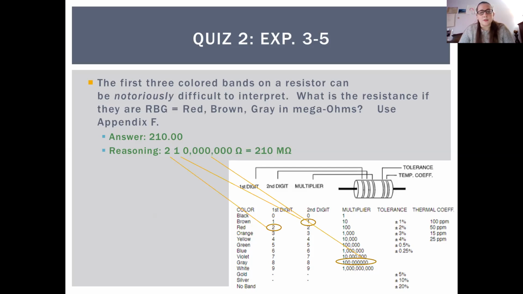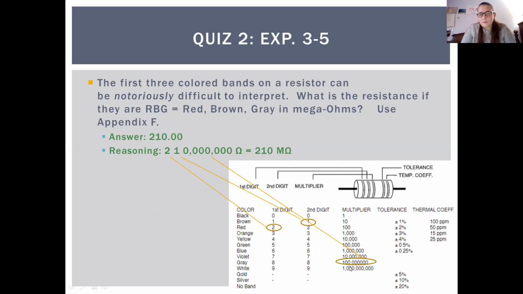So the first band is red, and you can see from my circles down there, this column gives us the first digit of the resistance. The second band gives us the second digit of the resistance. The third band gives us the multiplier. And then the fourth band gives us the tolerance, so the uncertainty. So our first band is red, which means our first digit is 2. The second band is brown, so the second digit is 1. The third band is gray, so that's a multiplier.